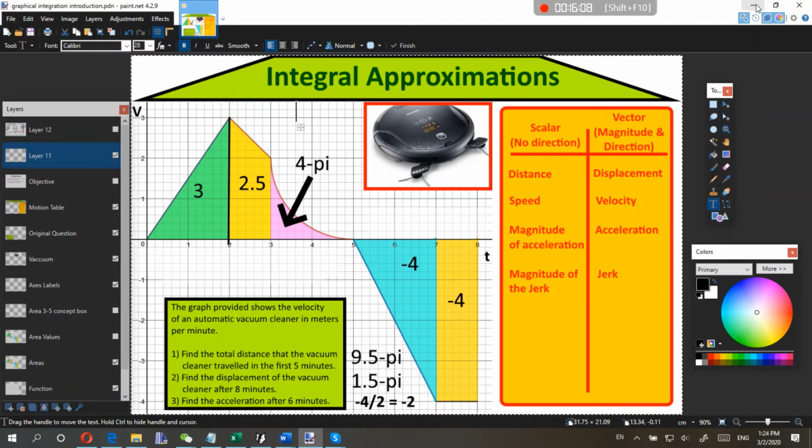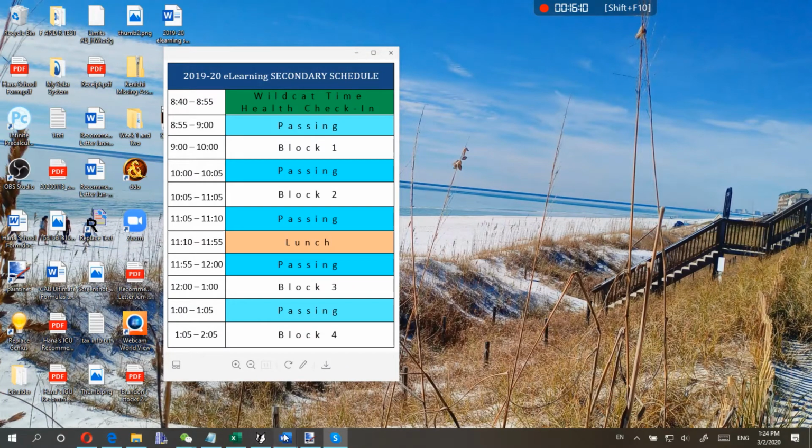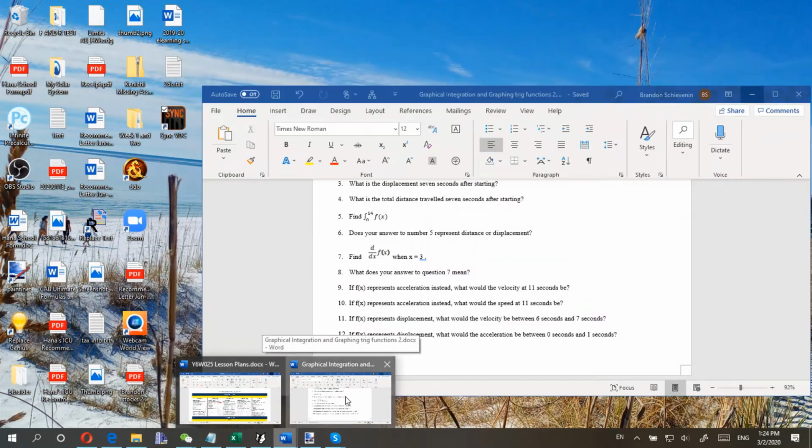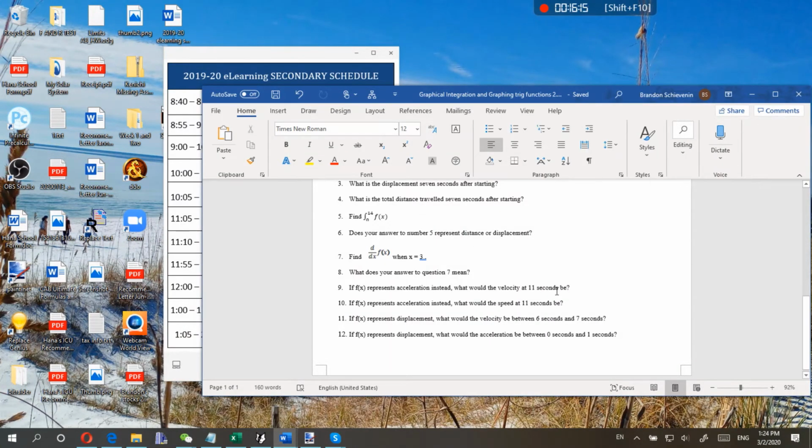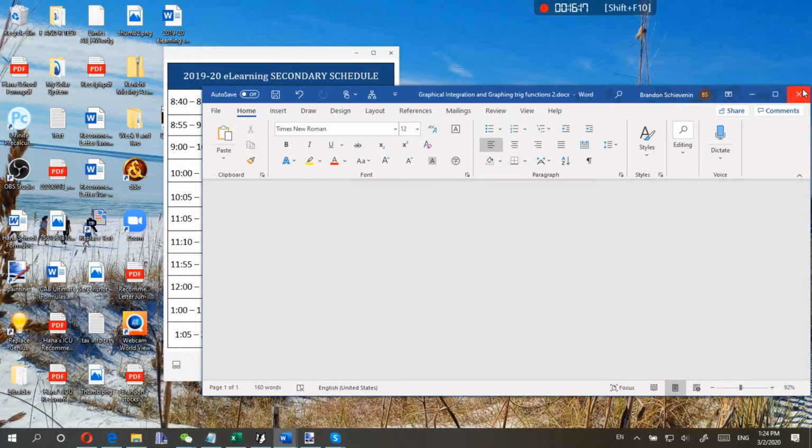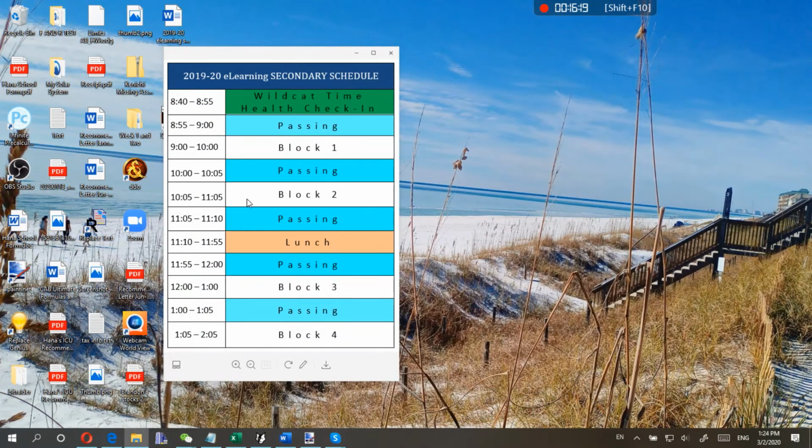Okay, so let's try a little bit harder. I'm just going to do the other one. We'll do the graphical integration challenge one, and leave the easier one for homework, I think.